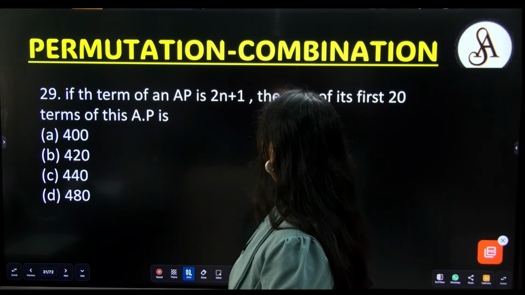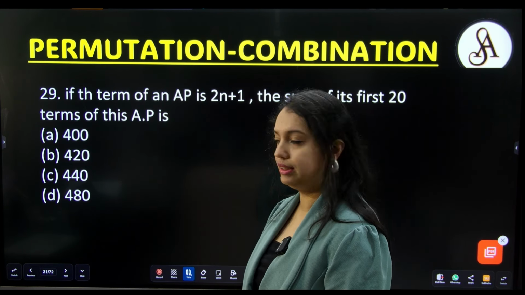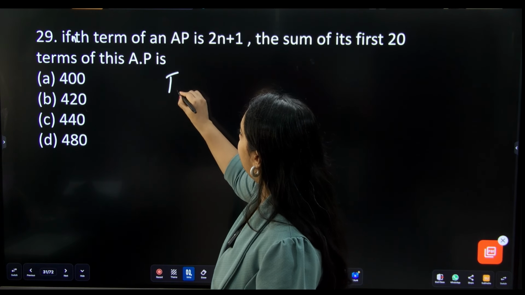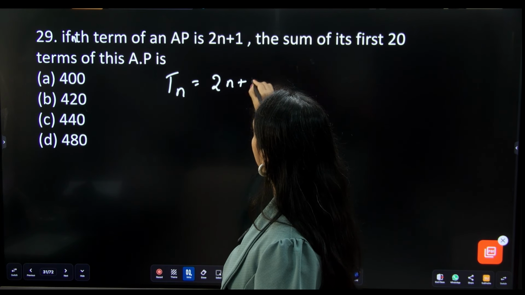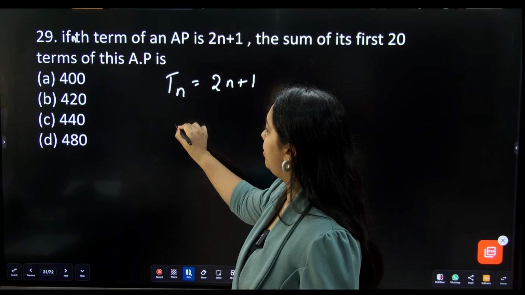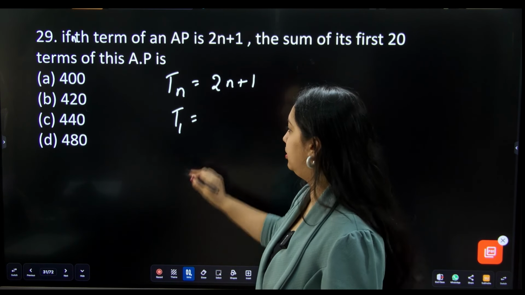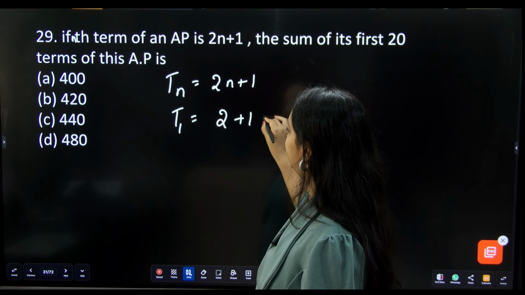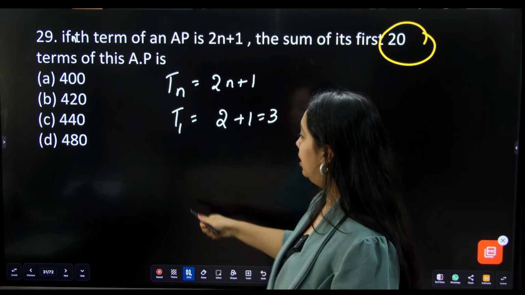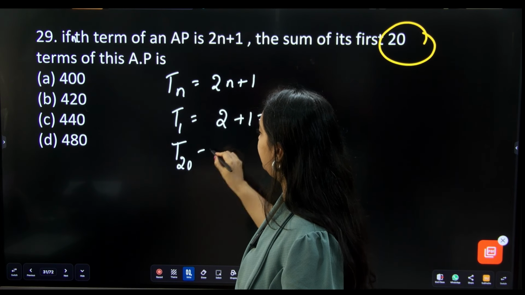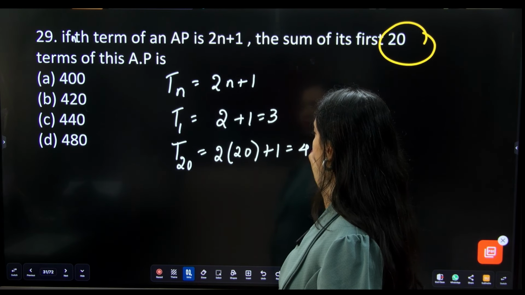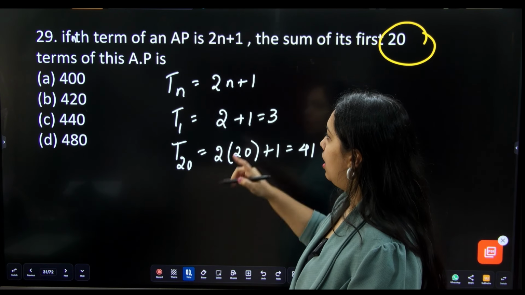Next question. Again, this is a question from nth term of an AP. Tn is equal to 2n plus 1. So if I want to find the first term, just replace the Tn value as T1. First term is equal to 2 into 1 plus 1, which is 3. And for the first 20 terms, if I want to find T20 in the same question, 2 into 20 plus 1, I'm going to get the value as 41.